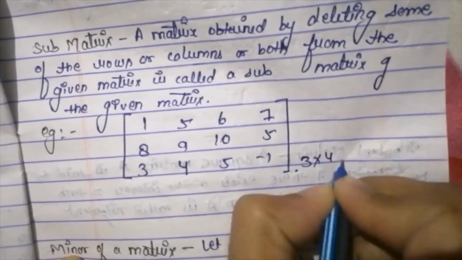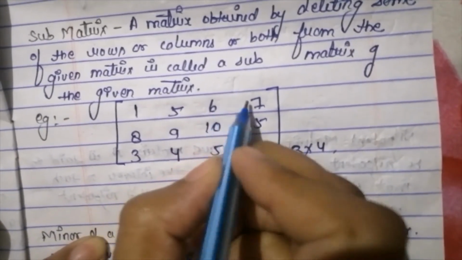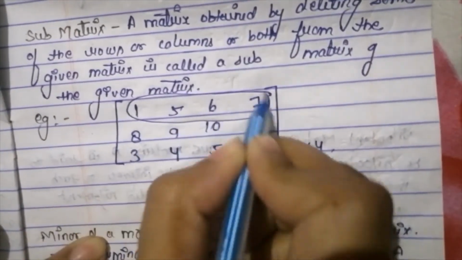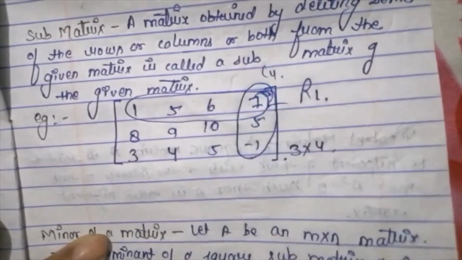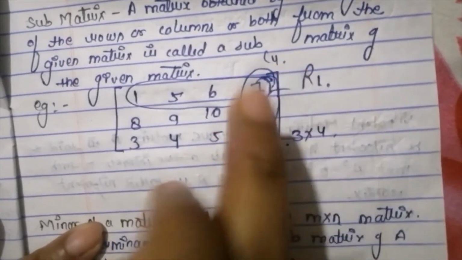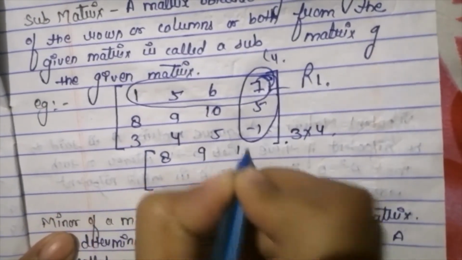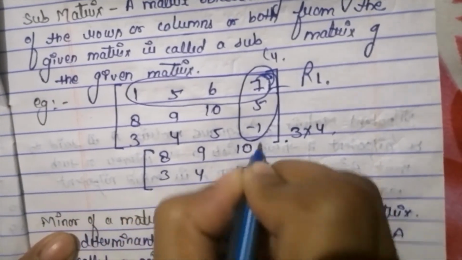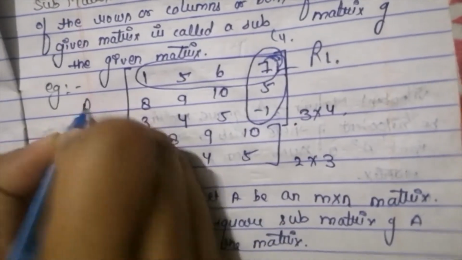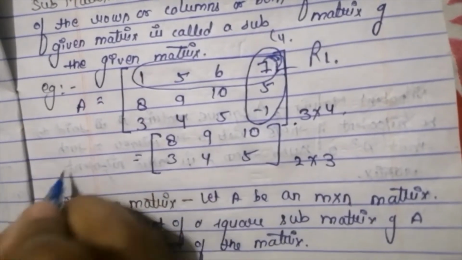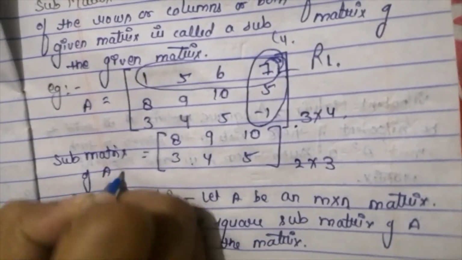For example, this is our 3 by 4 matrix. When we delete this entire row and this entire column from the parent matrix, this 2 by 3 matrix is left, such that this 2 by 3 matrix is a submatrix of A.